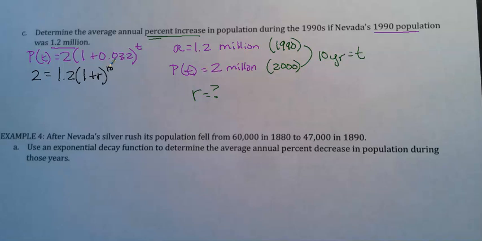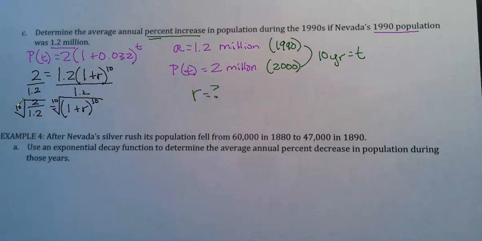So we need to solve for our R. So we're going to divide by 1.2. And that gives us just 2 divided by 1.2 equals the quantity 1 plus R to the power of 10. Okay, so now the only way here to isolate the R, since it's raised to the power of 10, is to take the 10th root of that, right? Oh my goodness, that's a big number. So we're going to take the 10th root on both sides.